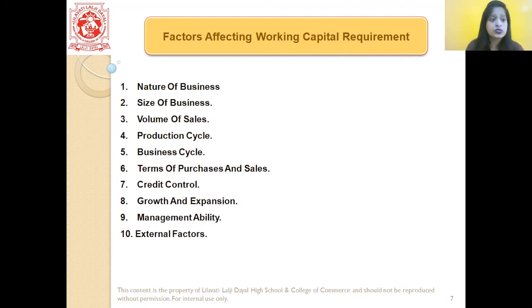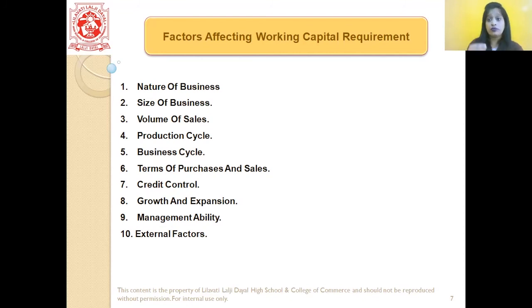Next one, students, is growth and expansion. If there is enough working capital in the business, it will increase the growth of the firm, and that is the time you will require more working capital, when you are on the verge of expanding your business. Next one is management ability.